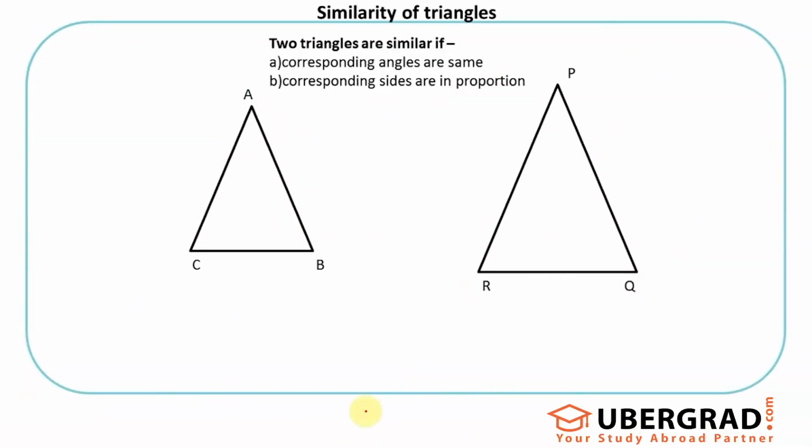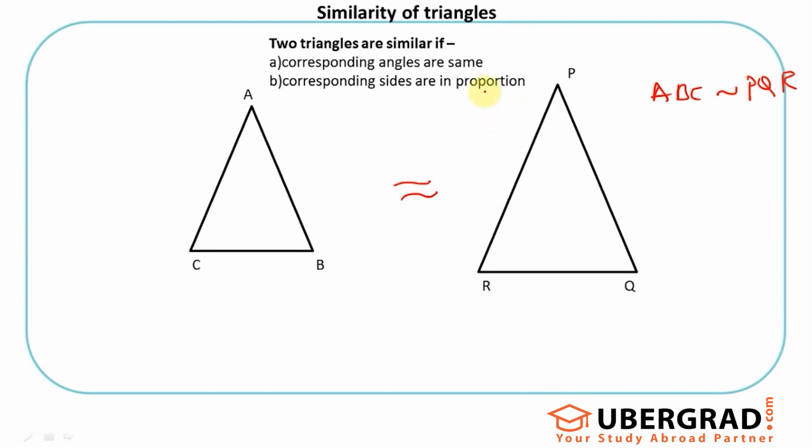Now, triangle similarity of triangles. So basically two triangles are similar. It's basically like this: I have this triangle, I cut this, I copy it and then paste it and make it smaller or bigger, then these two triangles are similar. So it's basically saying ABC is similar to PQR.